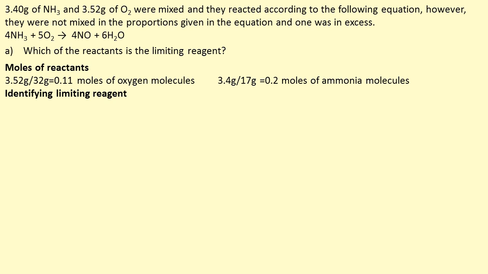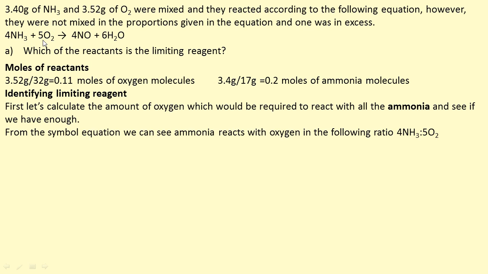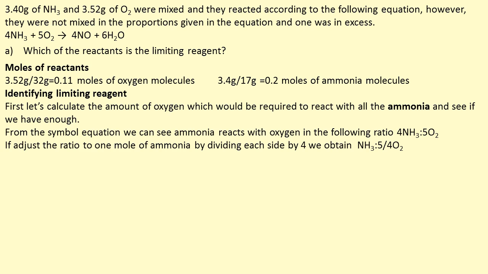First, let's calculate the amount of oxygen which we would require to react with all the ammonia and see if we have enough. From a simple equation, we can see ammonia reacts with oxygen in the following ratio: 4 moles of ammonia to 5 moles of oxygen. We can adjust the ratio for 1 mole of ammonia by dividing each side by 4. So for every mole of ammonia, it reacts with 5/4 moles of oxygen molecules.